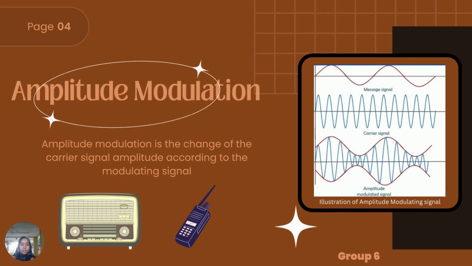First one is amplitude modulation. Amplitude modulation is the change of the carrier signal amplitude according to the modulating signal. This is the illustration of the amplitude modulated signal. The first one is the message signal, the second illustration is the carrier signal, and the third one is the amplitude modulated signal. Examples of amplitude modulation are the radio and walkie-talkie.